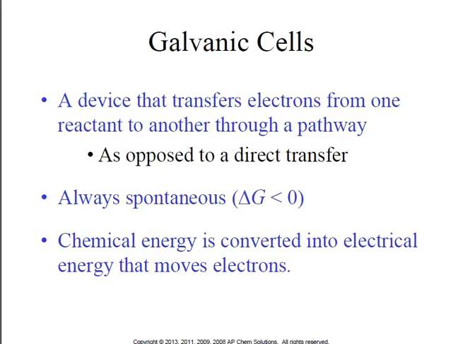So what we can do is create a device that transfers those electrons through a pathway. So instead of the zinc coming up and touching the copper in what we call a direct transfer, we're going to force those electrons to move through a pathway if they want to get from one place to the other. And those electrons moving through that pathway is electricity, and this device that we're going to create is called a galvanic cell. Now, a galvanic cell with these electrons flowing is always thermodynamically favorable.